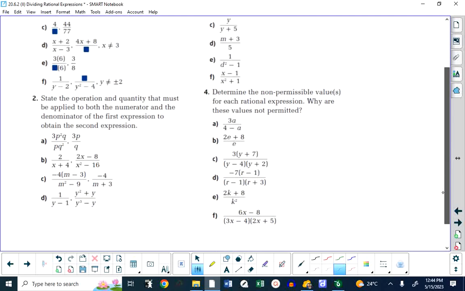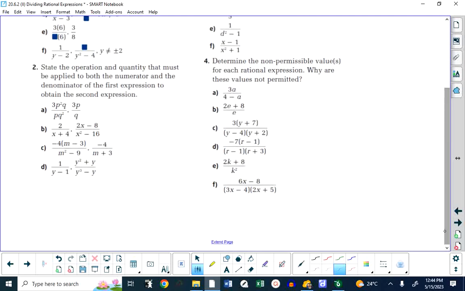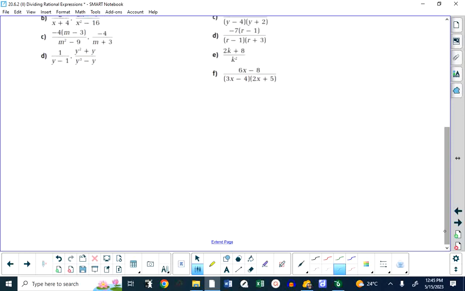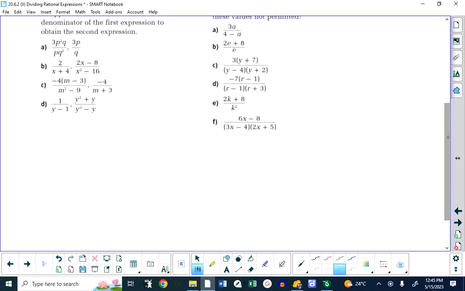So what is the operation and quantity that must be applied to both the numerator and denominator of the first expression to get the numerator and denominator of the second expression? So we have 2 over x plus 4, and remember, we can rewrite fractions, and a rational expression is a fraction, in many different disguises. I can multiply the top and the bottom of a fraction by 3 if I wanted to. I can multiply the top and the bottom of a fraction by x if I want to.